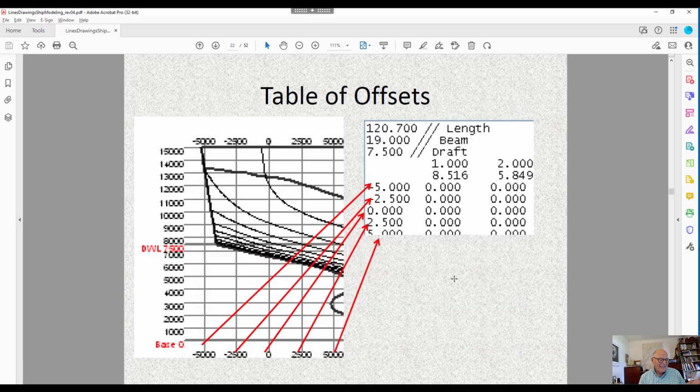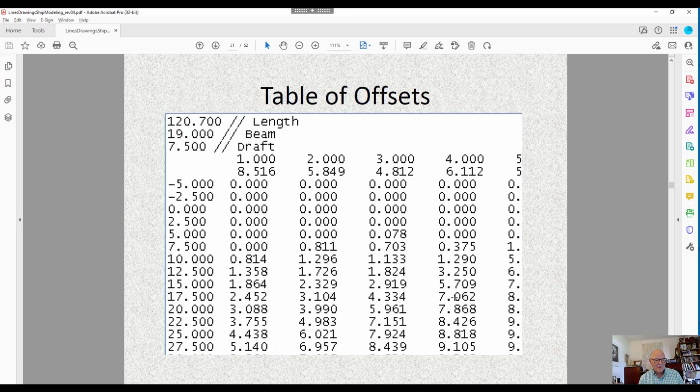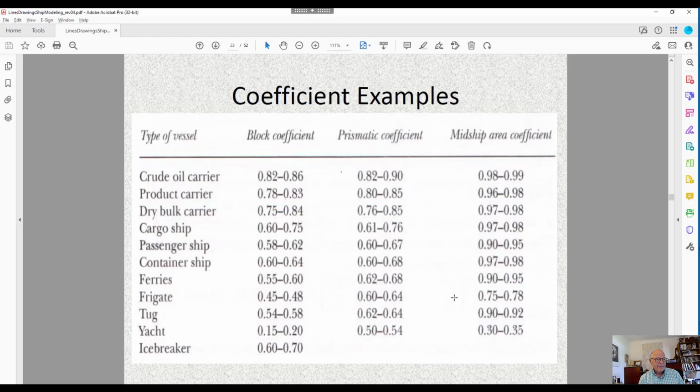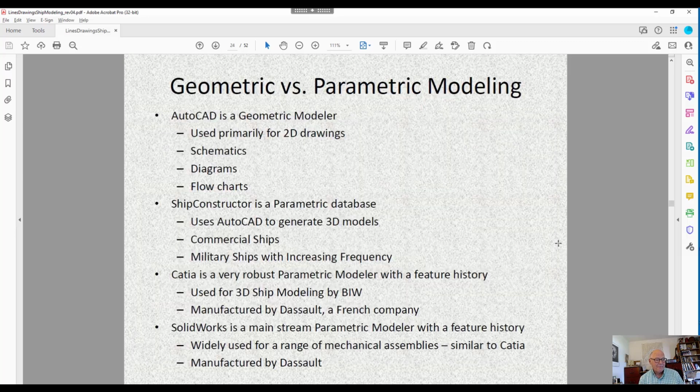This is just, I don't want to get as involved as I have in the past with this, but this simply shows you how these table of offsets work if you wanted to go back and use this as a reference. And then here you have coefficient examples that have to do with how a vessel's hull will move through the water. Again, for the purpose of this workshop, this is not important to you.